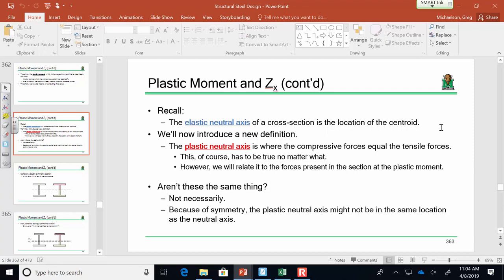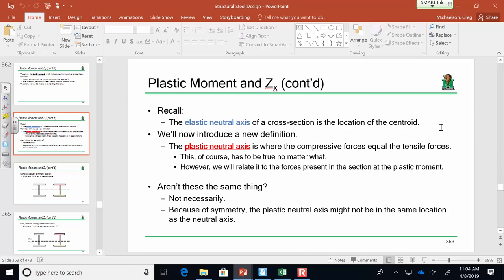We have an elastic neutral axis. The elastic neutral axis is what everybody in here should be familiar with. That's just where the centroid is. But the plastic neutral axis is specifically defined as where the compressive forces equal the tensile forces. Here's the big deal about that. For the most part, we're going to be dealing with homogeneous cross-sections, in other words, cross-sections where the steel is all of the same grade. So we'll be able to split that plastic neutral axis off from a force standpoint and just look at the section properties, and that's where ZX comes into play.